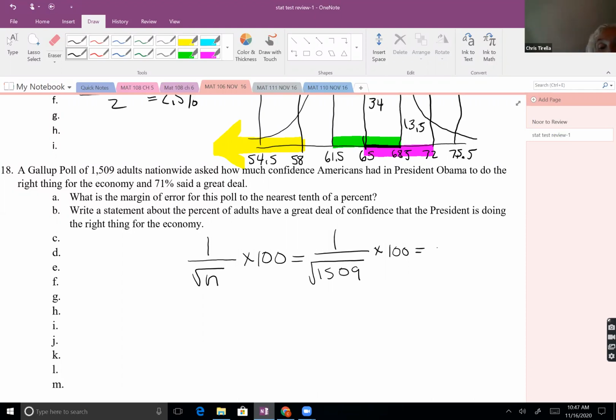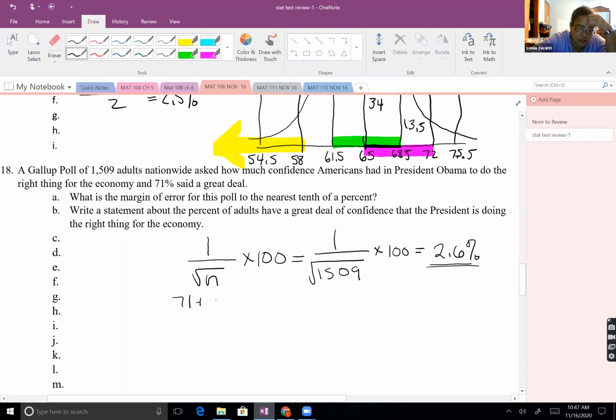Is anybody else getting, to the nearest tenth, 2.6%? Yes. So now what do I do with that margin of error? You add and subtract it to the percentage. So 71 plus 2.6 is 73.6. And 71 minus 2.6 is 68.4.